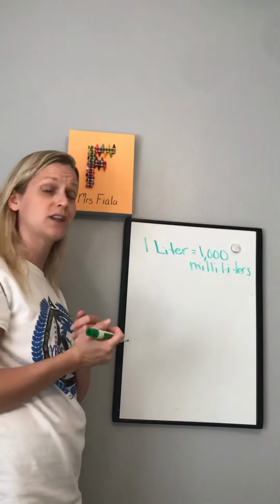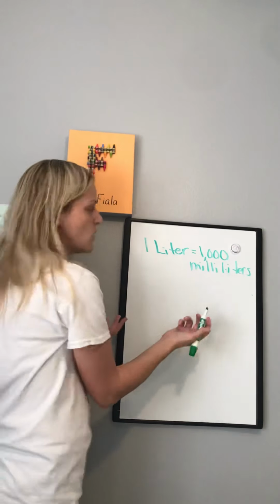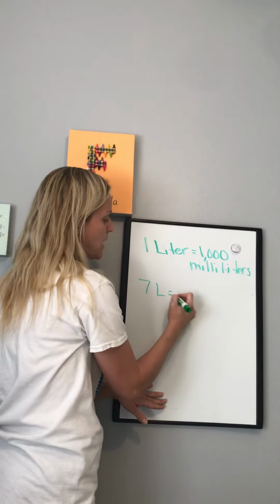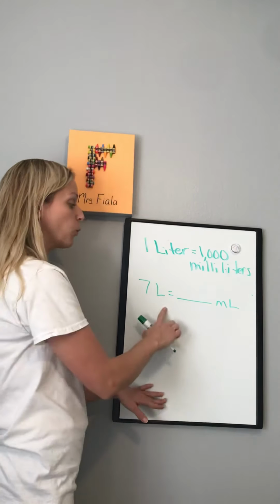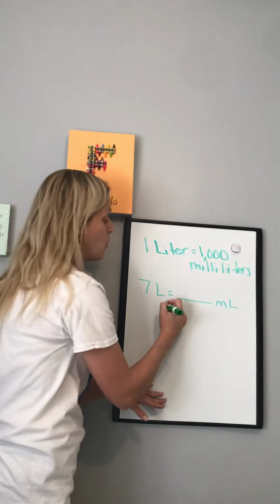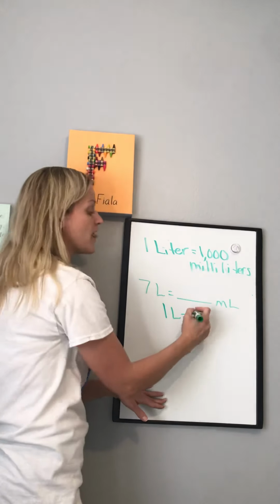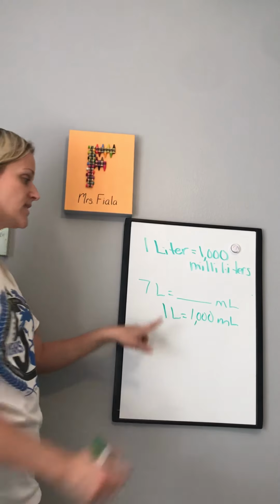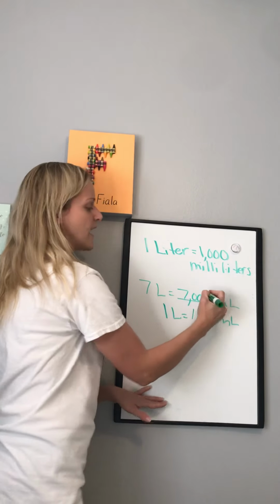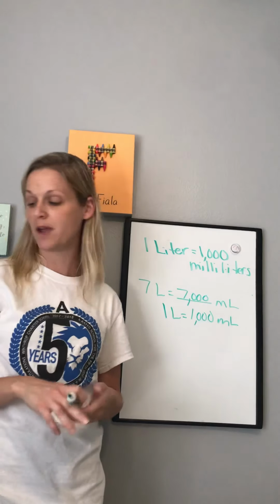So if you get a question like this, it should be pretty simple. You have 7 liters, and you want to know how many milliliters that is, and that's the abbreviation. Write down what you already know first. 1 liter is equal to 1,000 milliliters. 1,000 times 7 is 7,000, and that is your answer, okay?